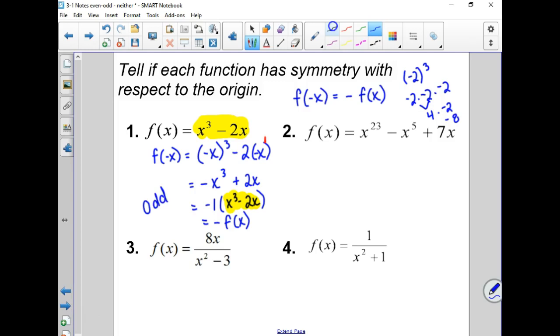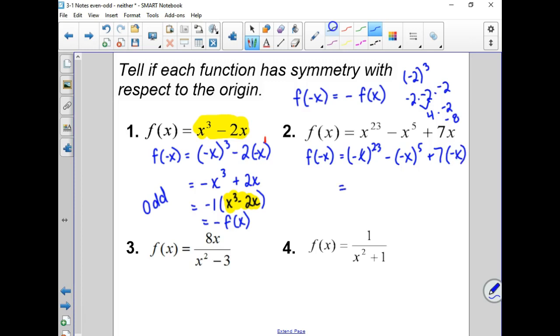So let's do another example. For number 2, we have x to the 23rd minus 5x to the 5th plus 7x. So if we plug in negative x here, we're going to have negative x to the 23rd minus negative x to the 5th plus 7 times negative x.